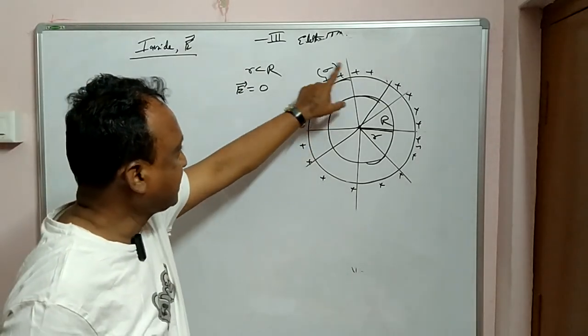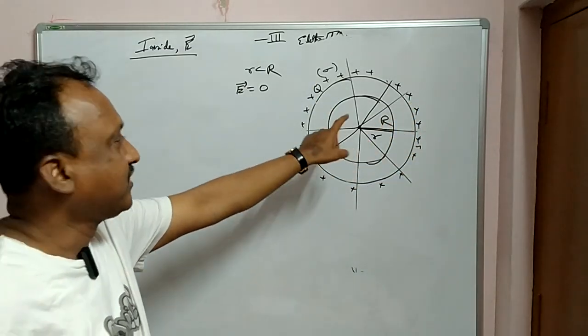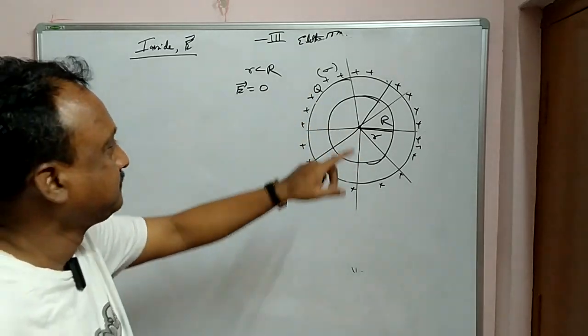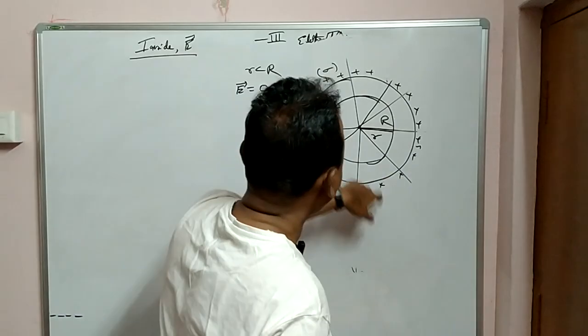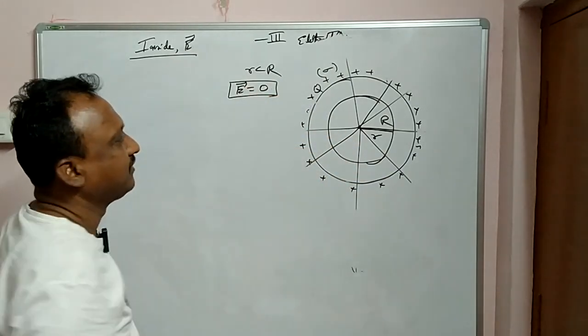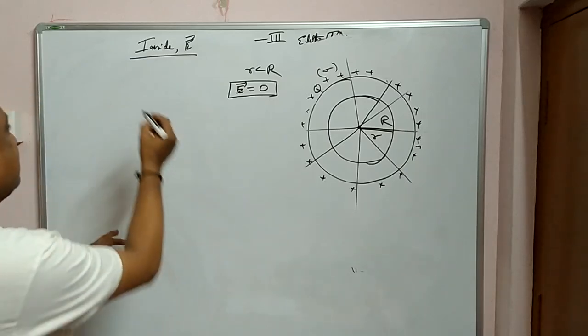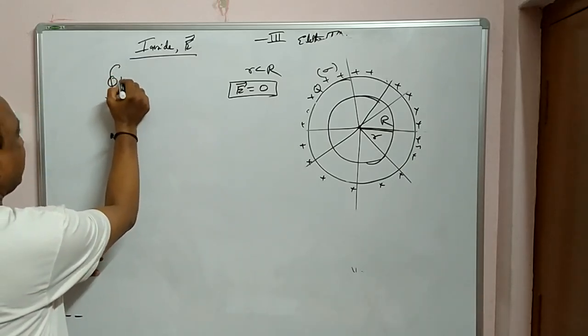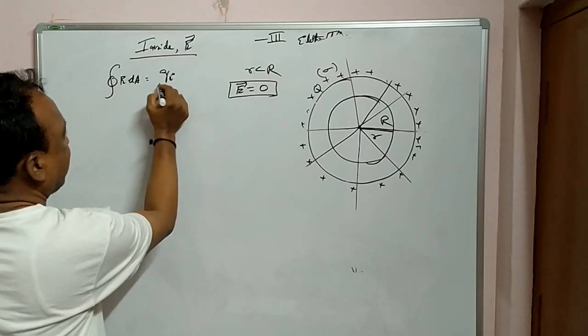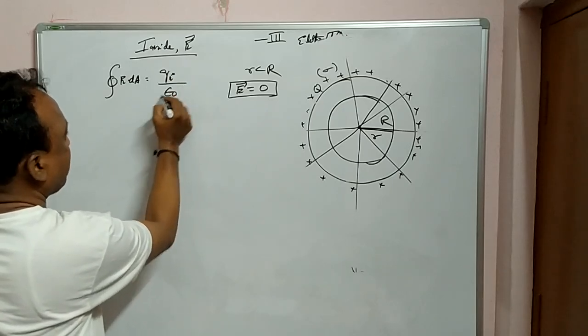So the charge is spread outside only. If you go inside, there is no charge. Charge is only outside. What will be the field now? E is equal to 0, because if you apply Gauss's law, the integral of E dot dA is equal to Q inside by epsilon naught.